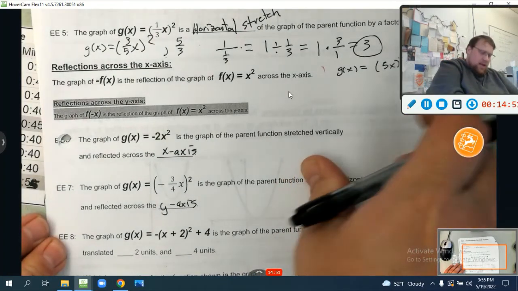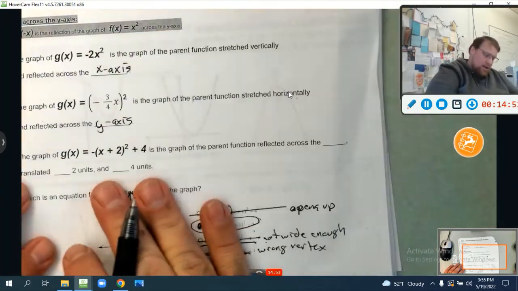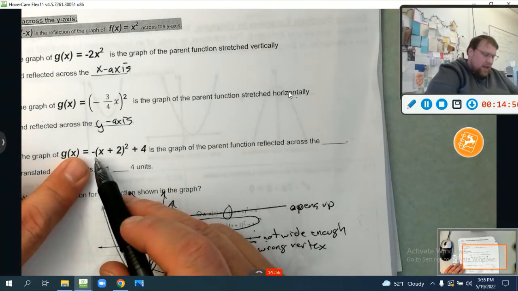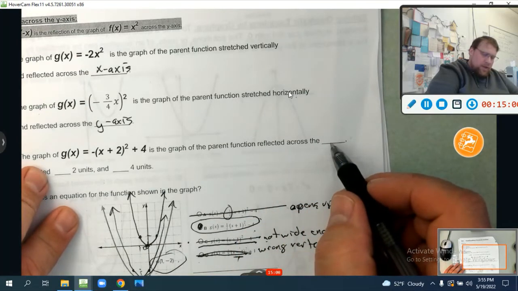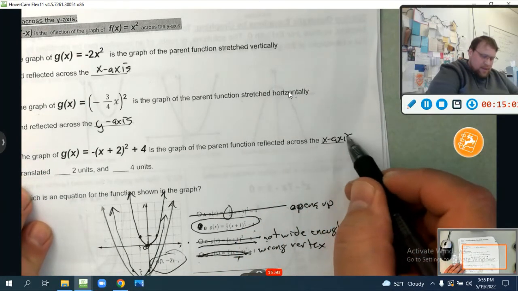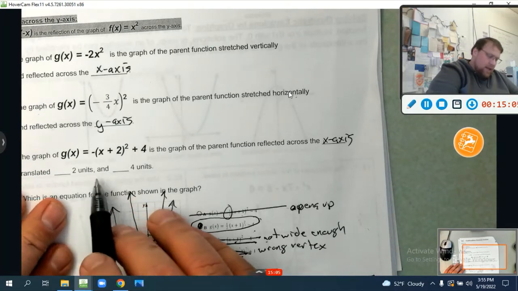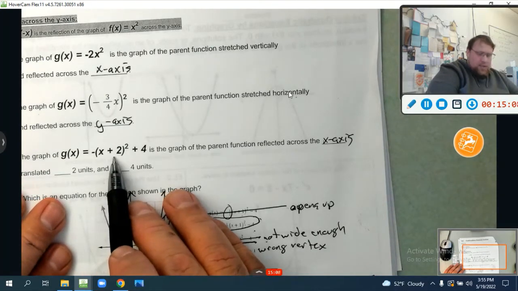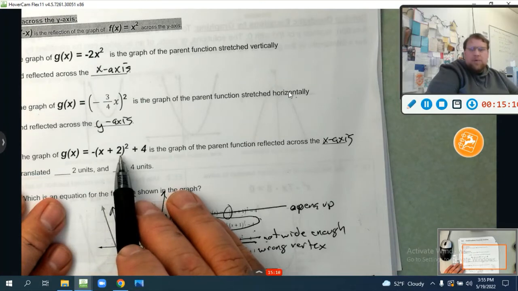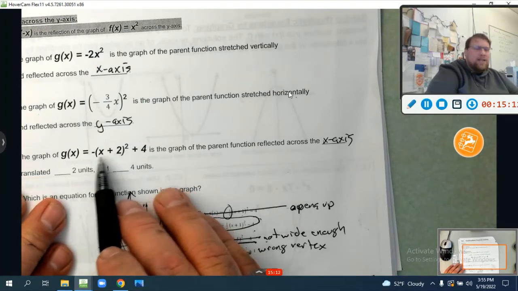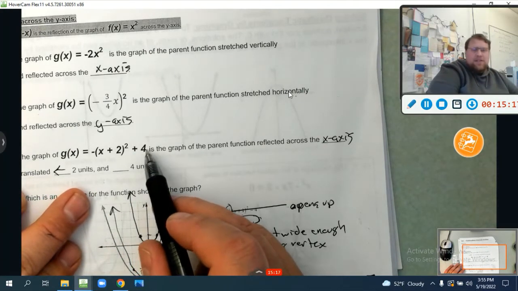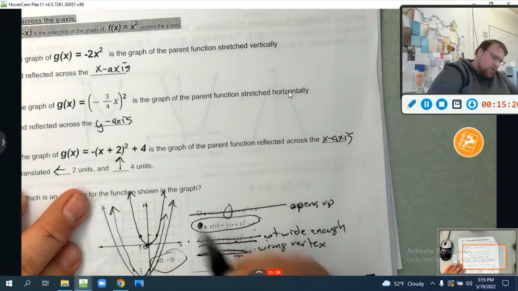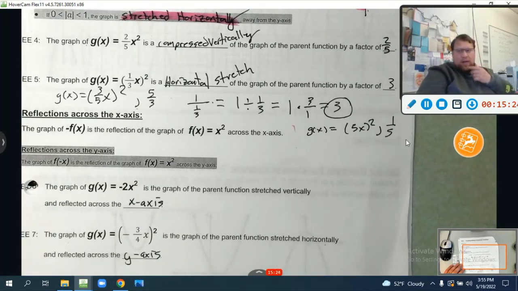All right, we're almost done here. This last one, we see the negative on the outside. The outside always means the x-axis. So it's the graph of the parent function reflected across the x-axis and translated, let's see, which direction does a plus 2 go? That plus h, remember, that's the friend that makes you look twice, so it's actually not right, it's left 2 units. And this is the friend you can trust, so it's up 4 units. Boom.